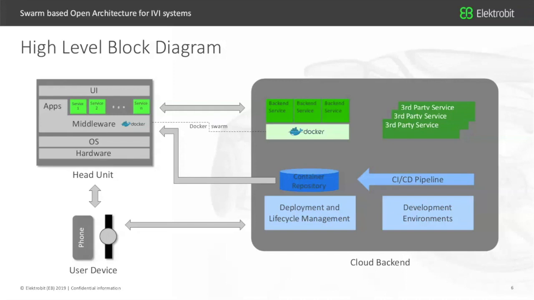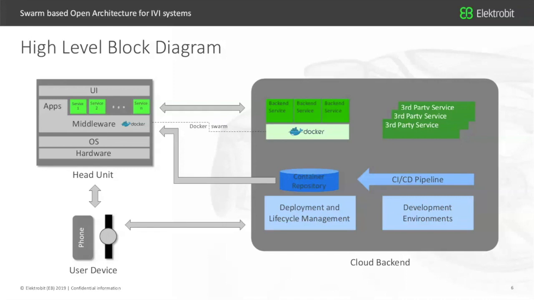Now I'll move on to the next blocks, like we have third-party services in the cloud backend. These third-party services are nothing but services like online music services like Spotify. Then we have map services, online map services, which provide online map data. And we have other third-party services which are the content providers basically. Those are the ones that will provide us the content from the backend.